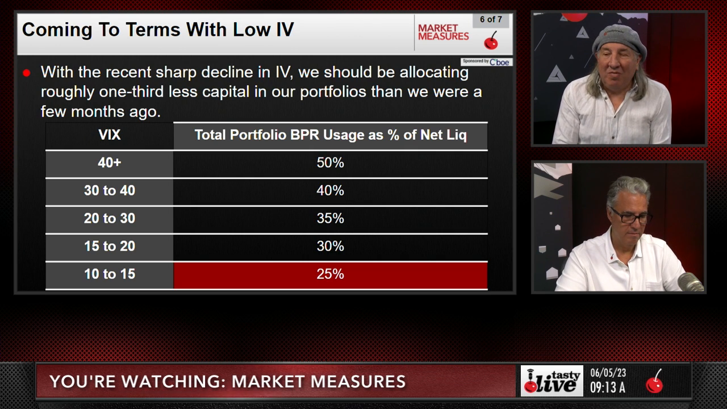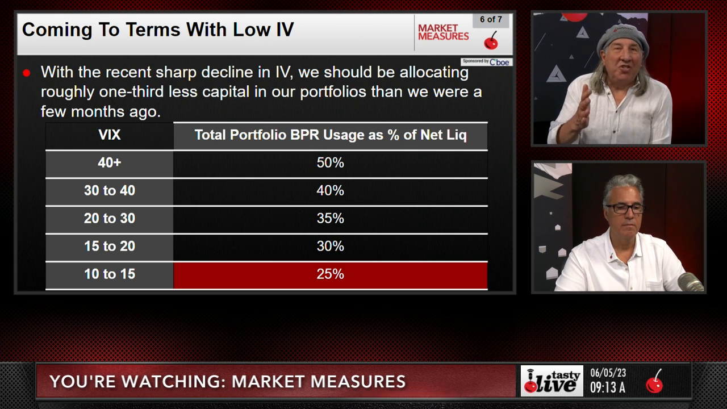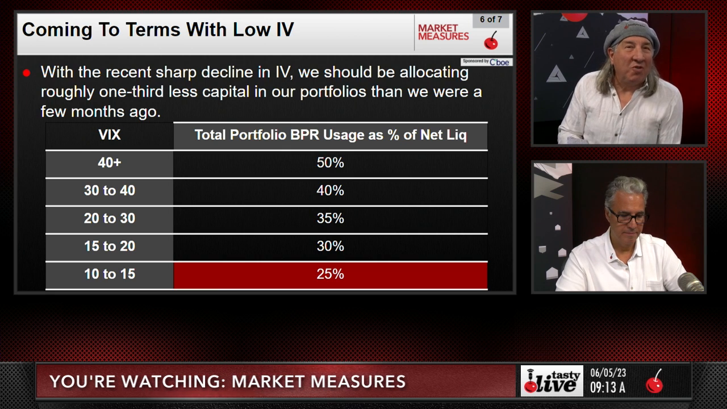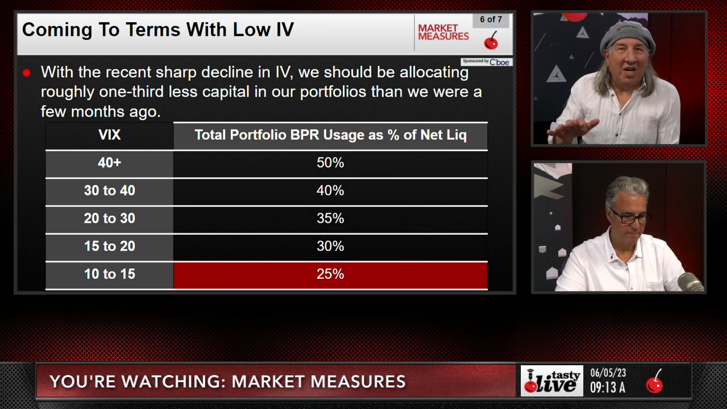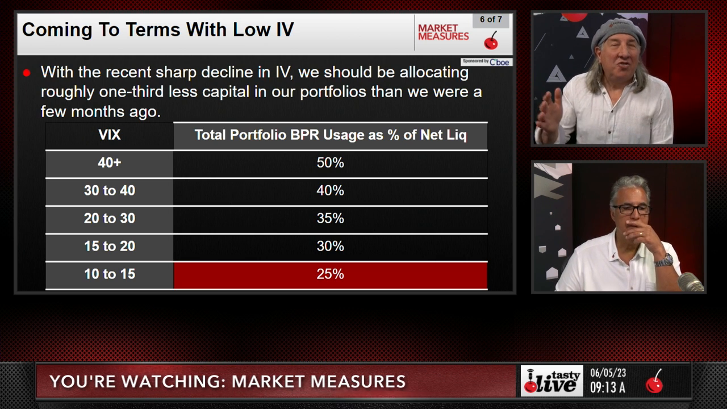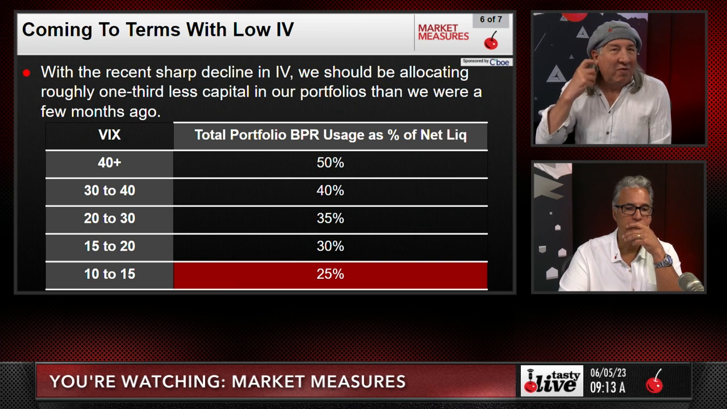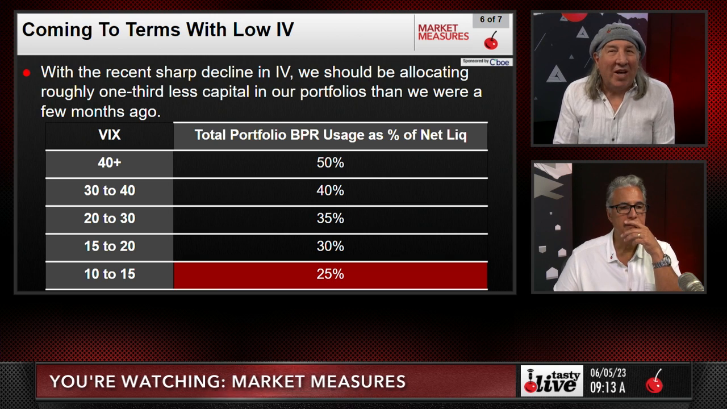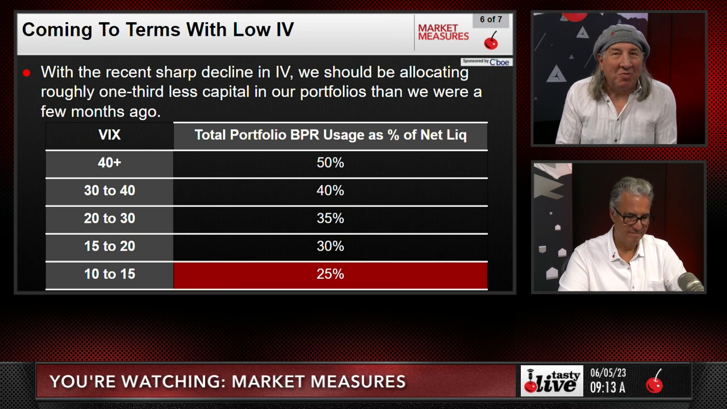Now again, we've talked about this. There's a conservative, a moderate, and an aggressive mode. This is the super conservative mode. VIX over 40, you're at 50%. VIX 15 to 20, you're at 30%, and under 15, you're at 25%. That is right where we are right now, on that borderline between 25 and 30%.